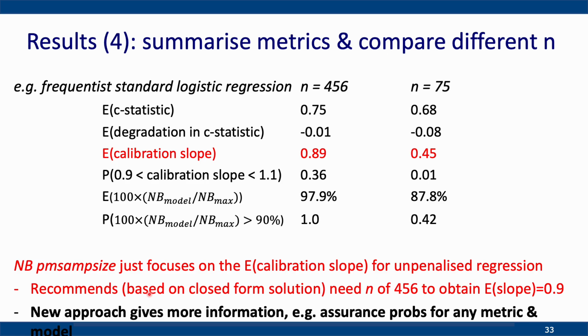And based on the closed form approach, this recommended 456 participants to obtain an expected slope of 0.9, and here we get 0.89. But the new approach gives far more information and gives us assurance probabilities for any metric of interest and any model development approach. So it's really extending, and like I said, embedding previous calculations but extending it to be much broader.